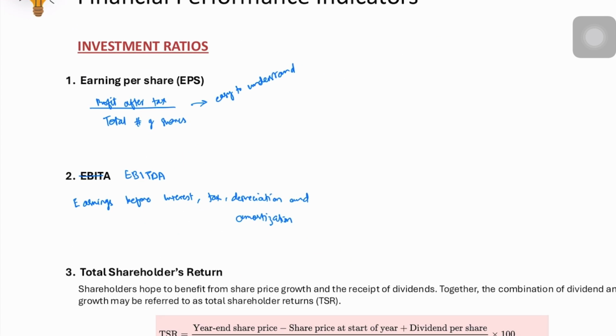Then we also have total shareholders return. Sorry, I'm just on EBITDA. So when do we use EBITDA? It is used during business valuations. It is believed to be a good measure of the business's underlying performance. It is regularly used as a performance measure in retail. So I can give examples of where EBITDA is used.